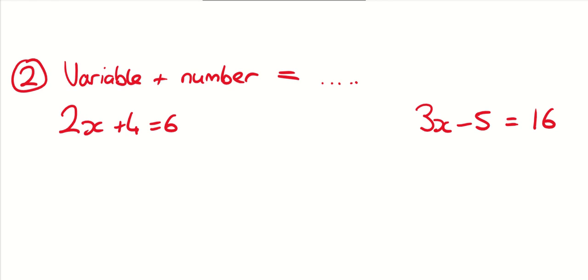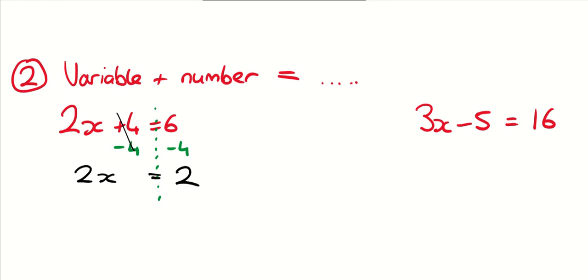But let's do it the way with the whole methods. So you want to subtract 4 from here to get x by itself. But remember, because you've done it to one side of the equals, you have to do it to the other side. So you create a little sum. 4 minus 4 is 0. So you're left with just 2x equals 6 minus 4, which is 2.